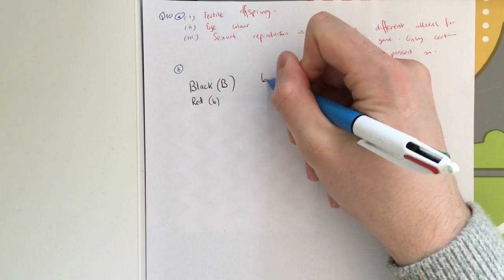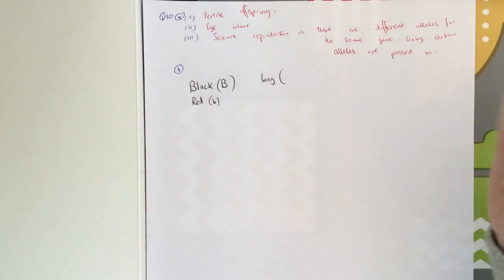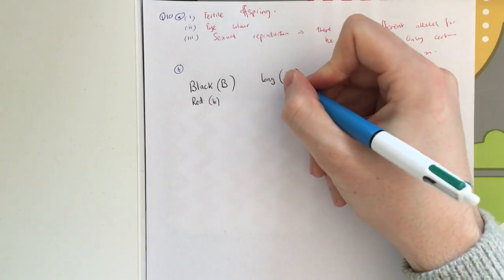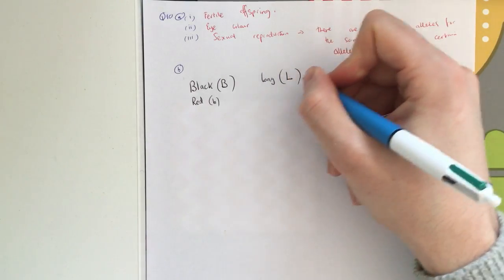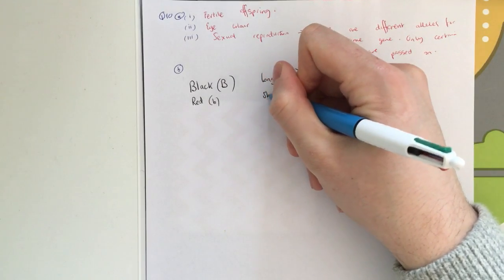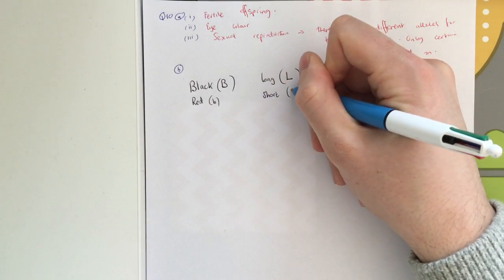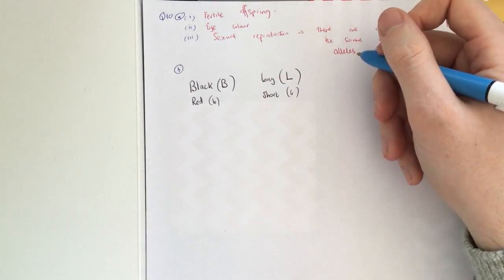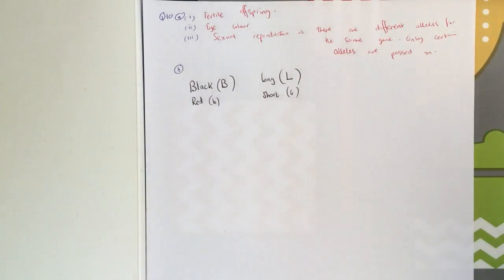We have long, L. Now, very important to dramatize your L here, because it'll be very easy to mix up big L or capital L with a small l for short. So short here is going to be given a small l, and we're going to have a little loop there just to emphasize it as well, so we make no mistakes.